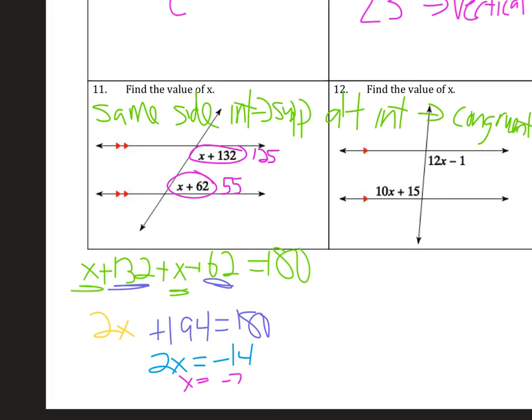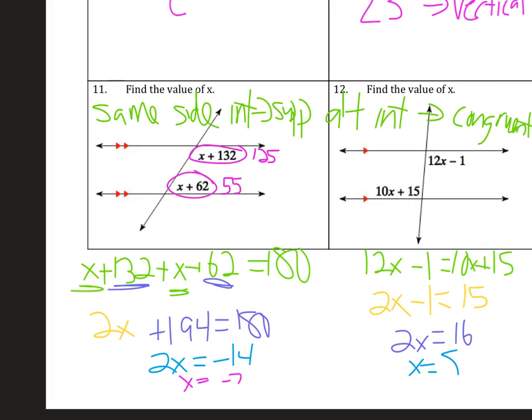These angles are alternate interior, and they must be congruent. So that means 12x minus 1 equals 10x plus 15. We must choose a side for our variables, so let's go ahead and subtract 10x from both sides. I picked the left for my variables because 12 is bigger than 10. Let's add 1 to both sides. So 2x is 16, and let's divide by 2.